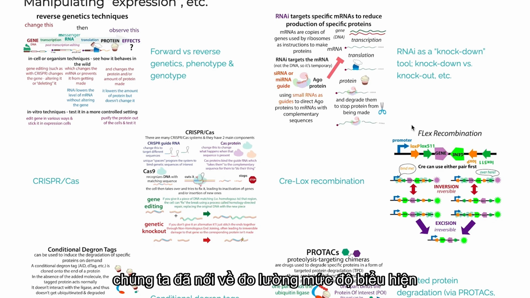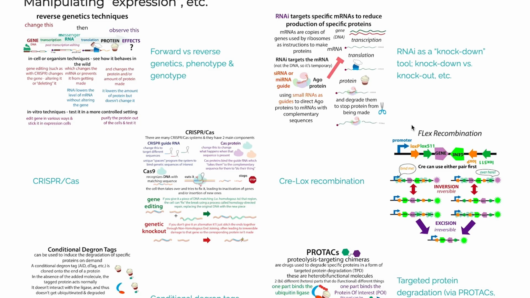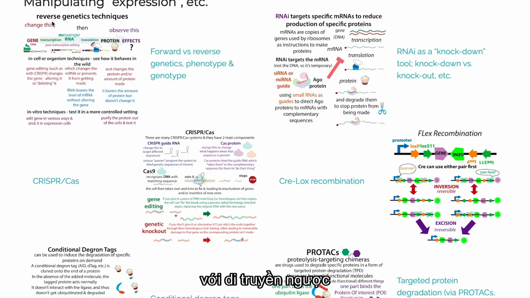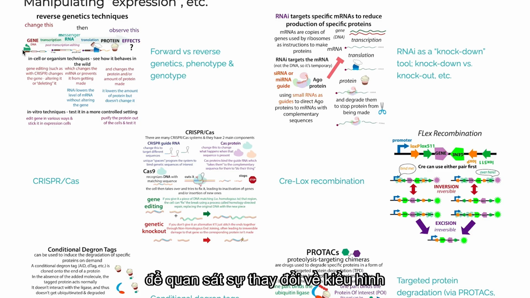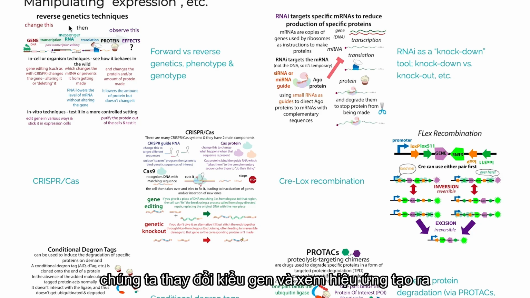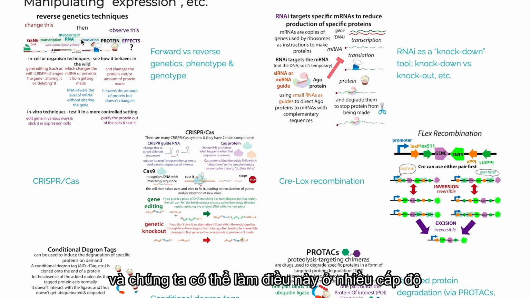So we talked about measuring expression, but how do we actually go about manipulating that expression or manipulating other things? When we're talking about manipulating, we're typically dealing with reverse genetics techniques. With reverse genetics, what we're basically doing is changing the genetics in order to observe changes to the phenotype. So we're changing the genotype and looking to see what the effects are. What is the phenotype? And we can do this at various levels.